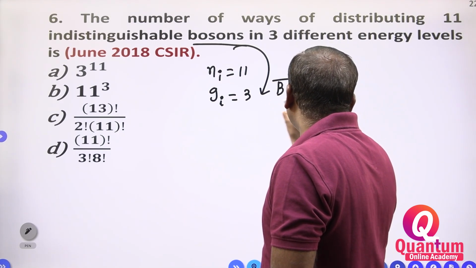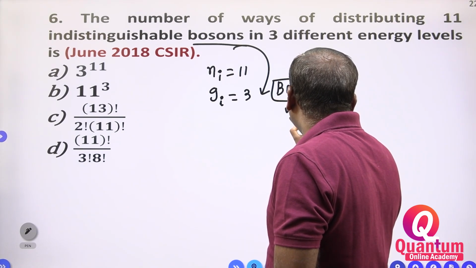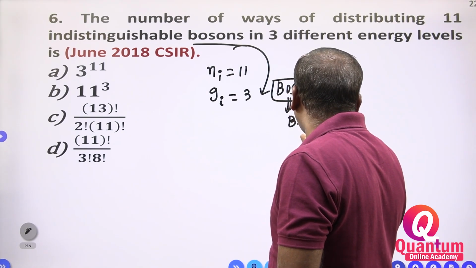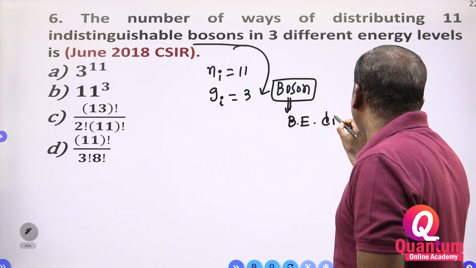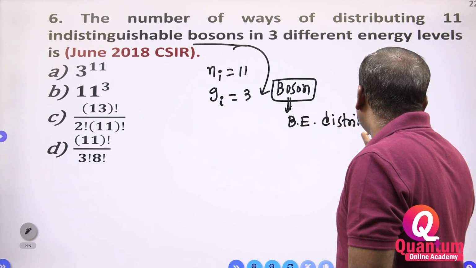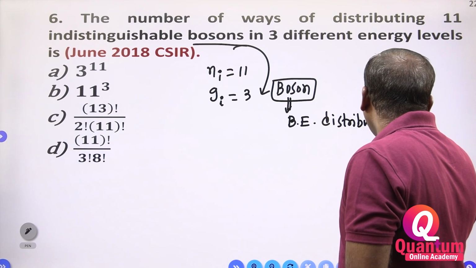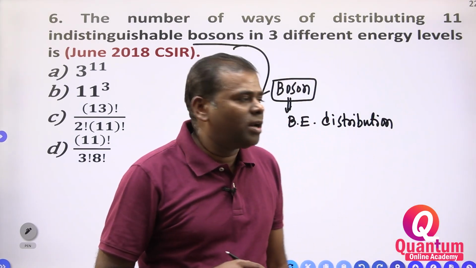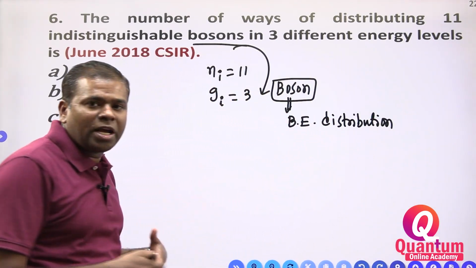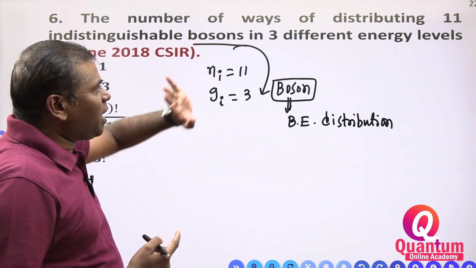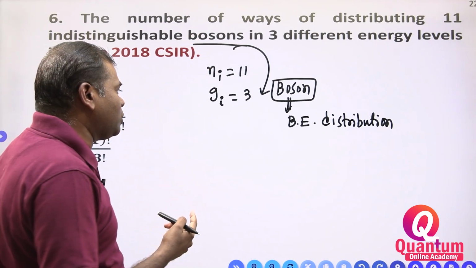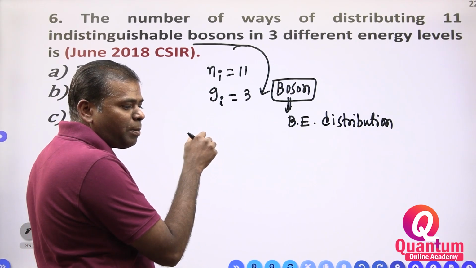If the particle is a boson, then the Bose-Einstein distribution applies. In Bose-Einstein distribution, what is the number of thermodynamical probability? That is the number of ways of distribution that we also have to take. What is the thermodynamical probability?